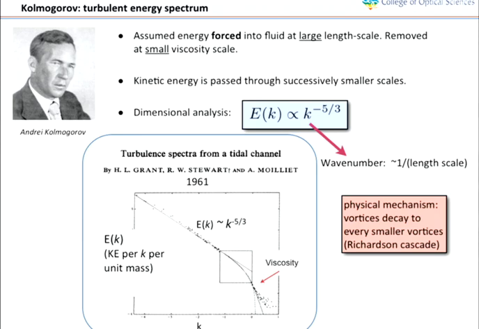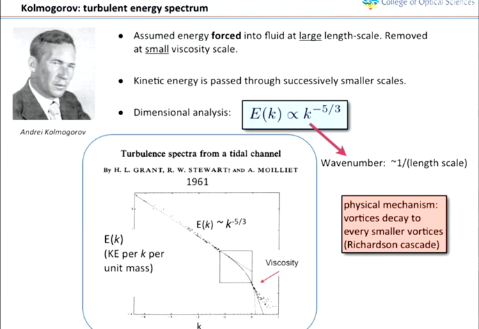This plot is the first measurement in a classical three-dimensional fluid of this kinetic energy spectrum, confirming this prediction of the spectral shape. But the physical mechanism of vortices decaying to ever smaller vortices, which we call the Richardson cascade, and exactly how to link this physical mechanism to the kinetic energy spectrum, is still one of the open questions in the turbulence field.